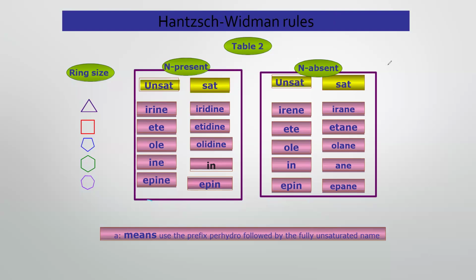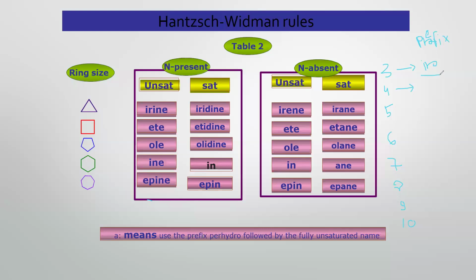First, you remember that I am writing the order here: 3, 5, 6, 7. As we know, for a ring formation, minimum 3 atoms will be required. So if a heterocyclic ring contains 3 members, IR will be the prefix. Prefix means which comes before the name. So it is prefix.